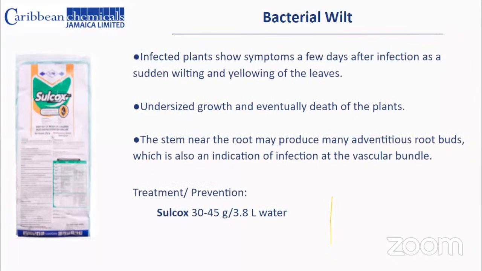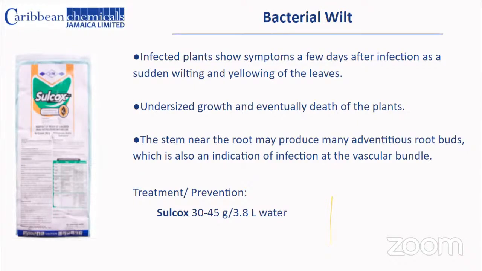Again, for bacterial wilt, Sulcox is our chemistry of choice. And Sulcox is a copper hydroxide formulation. So it's very aggressive in controlling bacterial as well as some fungal problems. Bacterial wilt is such a disease that, as the name suggests, is a wilt.